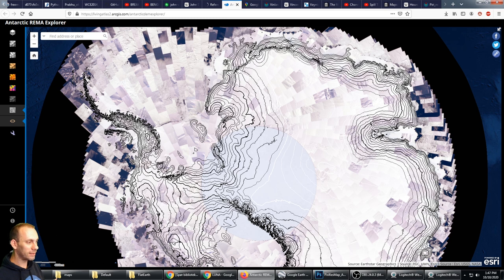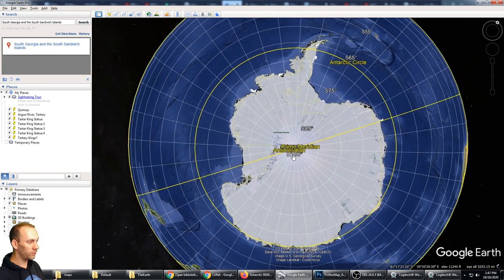It is classified south of 85 degrees, or maybe it just doesn't exist, period. But there are no photos allowed south of 85 degrees. We could see that plain as day on this REMA map. And it's also quite obvious on the Google map when you look.